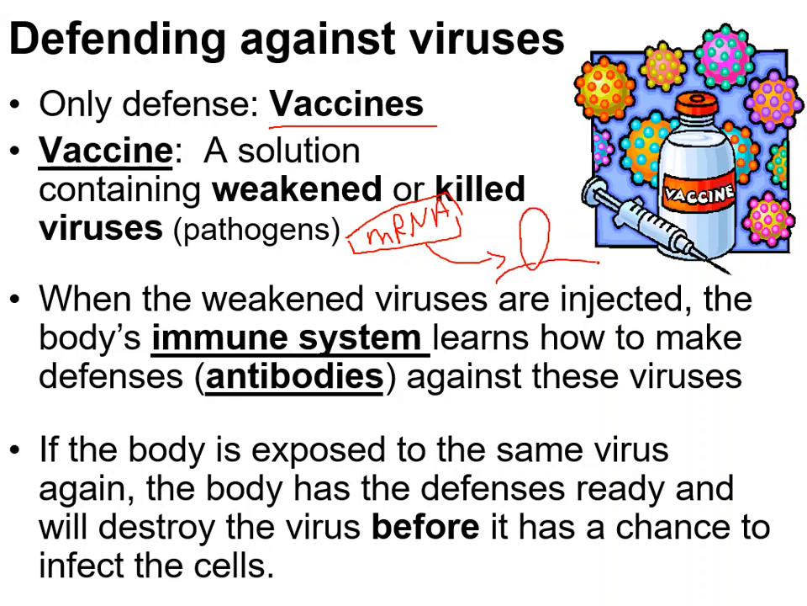If this is the surface of the cell or the surface of the virus, this spike protein kind of looks like a club. I tried to draw it looking like a club. I'll draw it a little bit better. That is what is produced by your body, and we can talk more about this in class, when you have something like an mRNA vaccine for coronavirus.